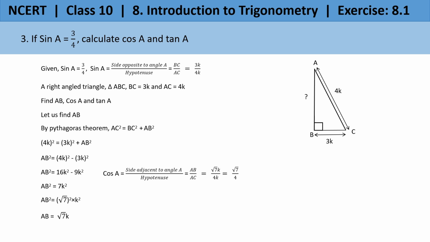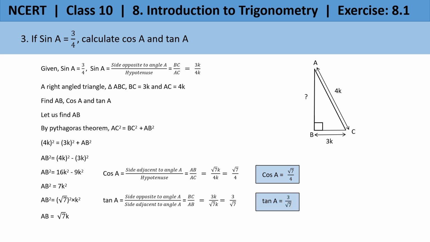Cos A is equal to side adjacent to angle A by hypotenuse, which is equal to AB by AC, which is equal to root 7K by 4K, which is equal to root 7 by 4. So, cos A is equal to root 7 by 4. Tan A is equal to side opposite to angle A by side adjacent to angle A, which is equal to BC by AB, which is equal to 3k by root 7k, which is equal to 3 by root 7. Tan A is equal to 3 by root 7.